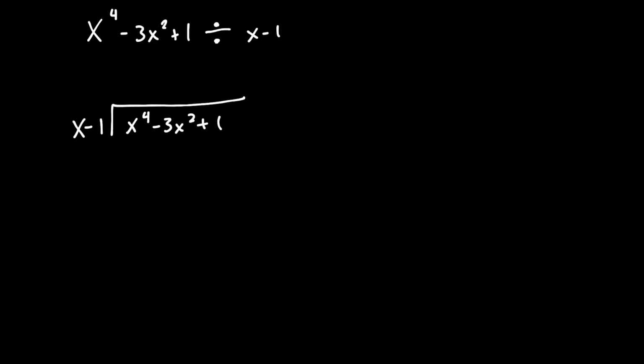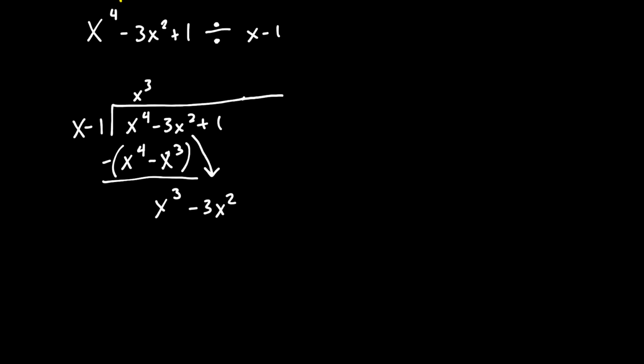To get rid of our x to the fourth, we need to multiply x minus 1 by an x cubed. This is going to give us a x to the fourth minus x raised to the third. Multiplying this by negative 1 and adding it, our x to the fourth cancel out, and we're left with an x raised to the third. Pull down the negative 3x squared.